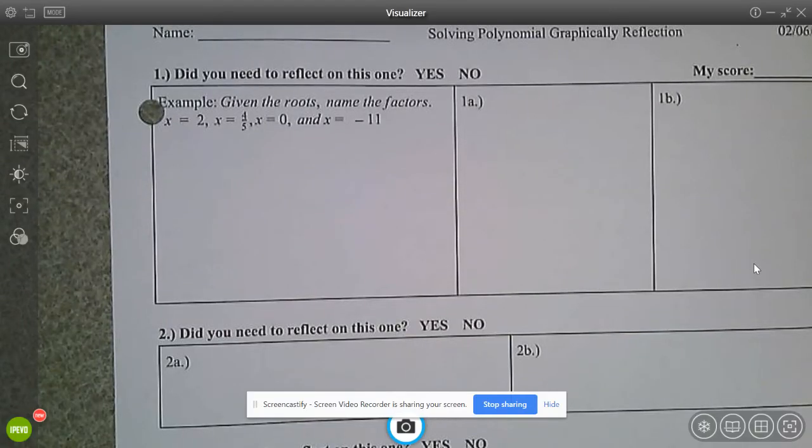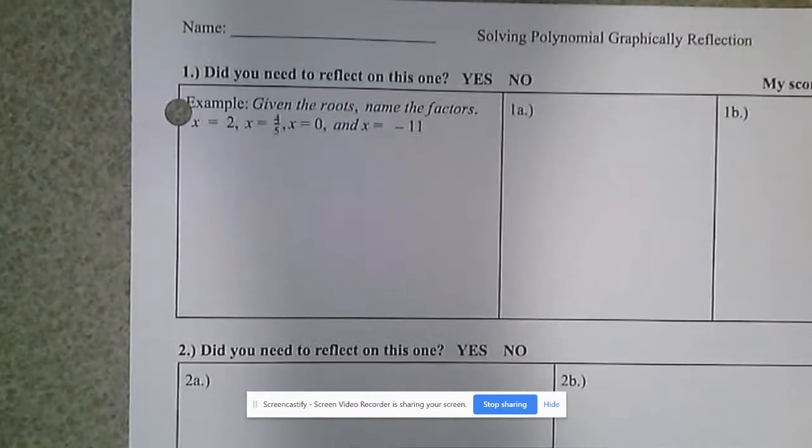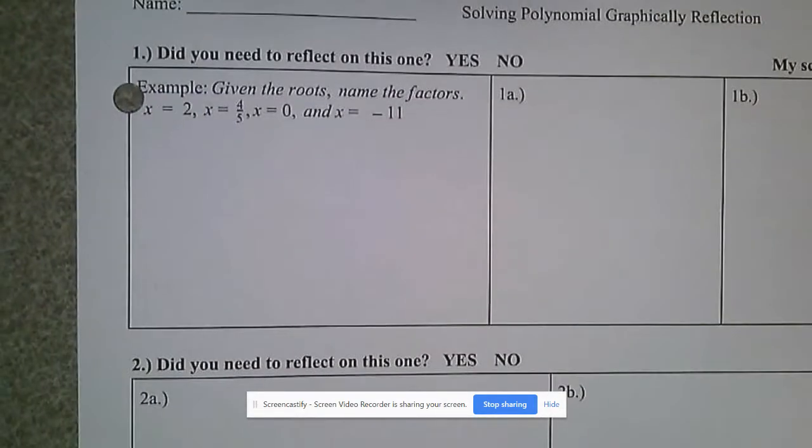Okay, this is going to explain how to do problems like number 1, where you are given the roots and you are asked to name the factors. So I know these are roots because it says x equals, and what we're going to do is write these as factors.